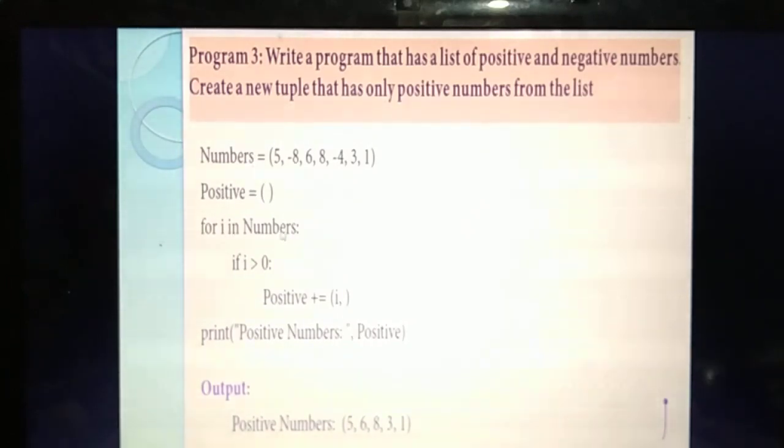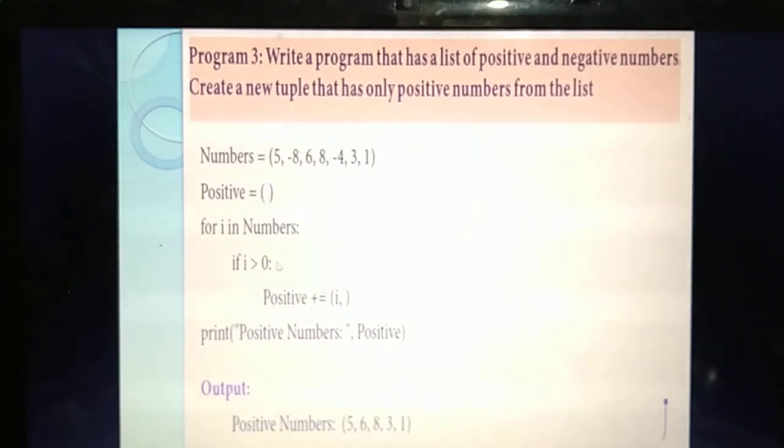How are you going to access the positive numbers? If I greater than 0. That means if a value is greater than 0, automatically the value needs to be stored in which tuple? Positive. Understand? In the tuple numbers, if the value is greater than 0, it automatically needs to be stored in the new tuple called positive. What's the meaning of plus equal to I? Each time the value needs to be added to the new tuple.